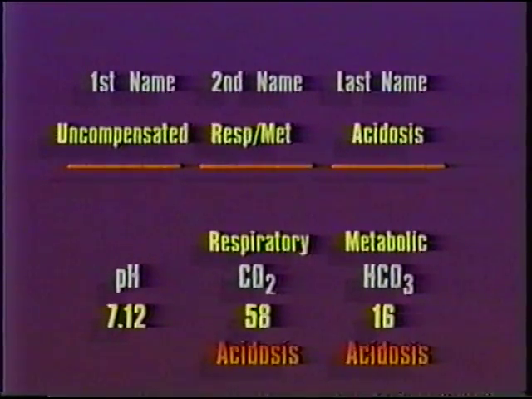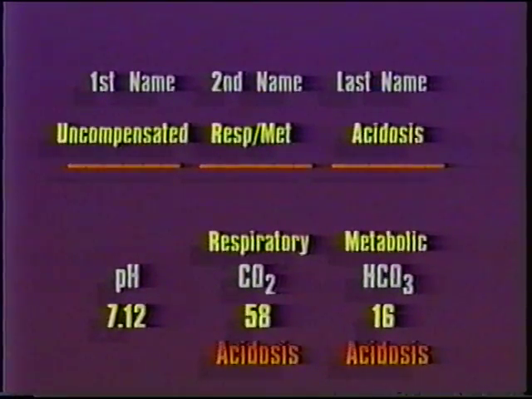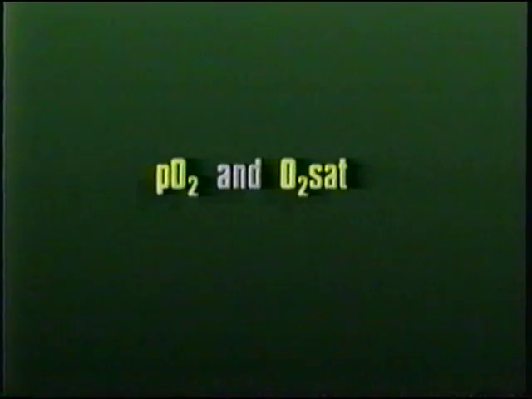That means both of them are the baby's father. So the baby's middle name is respiratory and metabolic. So his full name is uncompensated respiratory and metabolic acidosis. This is referred to as a mixed acid-base disturbance.